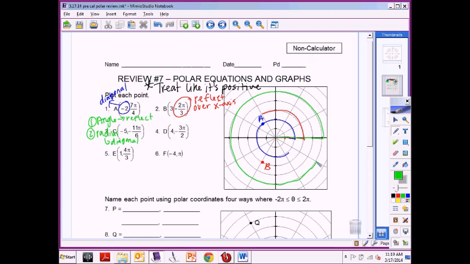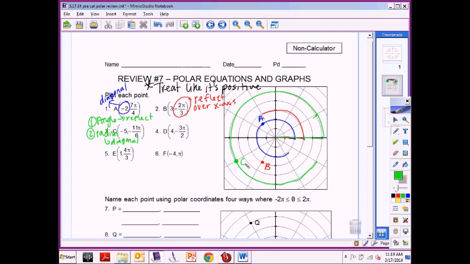When I'm not positive, I'm actually negative. So the first thing I need to do is reflect over the x-axis. So I'm going to end up over here. And then after I reflect over the x-axis, what am I going to do? Go diagonal, and I end up here.